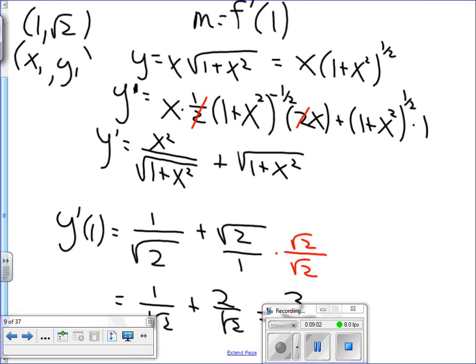So you plug 1 into the first term, you have 1 over rad 2. Plug 1 into the second term, you just have rad 2. So if you got for the slope of the tangent line 1 over rad 2 plus rad 2, you're absolutely right. Okay? I just wanted to combine them. I wanted to get them a common denominator. So I multiplied the second term by rad 2 over rad 2.